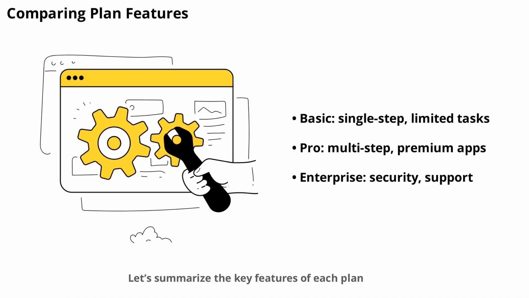Let's summarize the key features of each plan. The Basic plan offers single-step zaps and limited tasks. The Pro plan adds multi-step zaps, premium apps, and advanced logic. The Enterprise plan includes everything in Pro, plus advanced security, support, and customization. Understanding these differences will help you match your needs to the right plan.